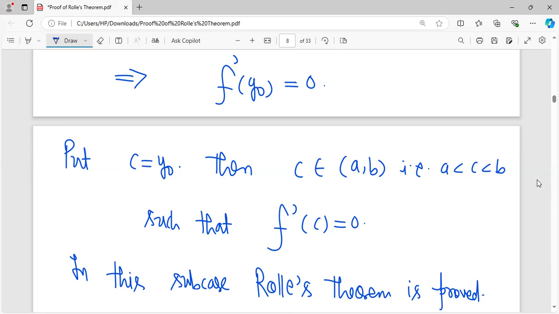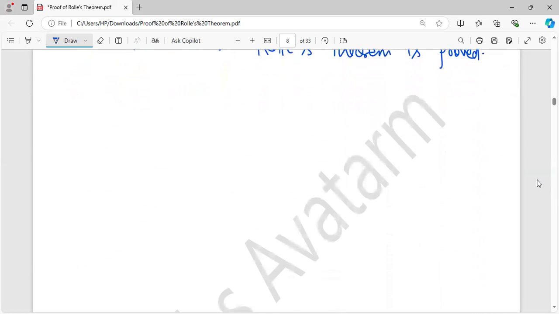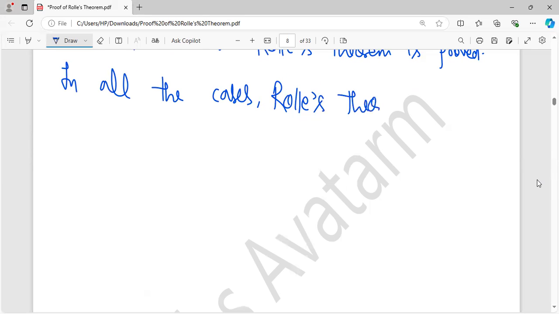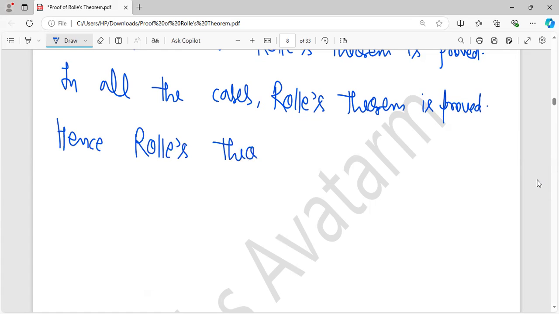So in all the cases, Rolle's theorem is proved. So hence, Rolle's theorem is proved.